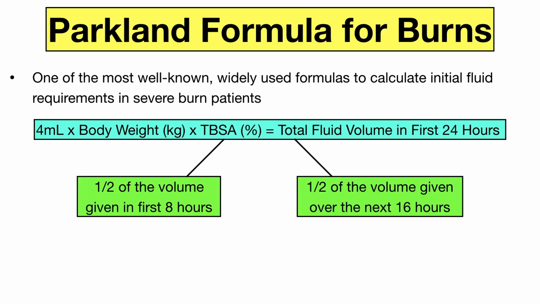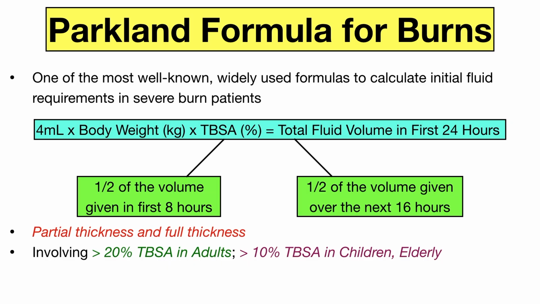The first half of the volume is given in the first 8 hours after the burn, and the second half is given over the next 16 hours. The formula is used for partial thickness and full thickness burns that are typically involving more than 20% total body surface area in adults and greater than 10% total body surface area in children or the elderly.